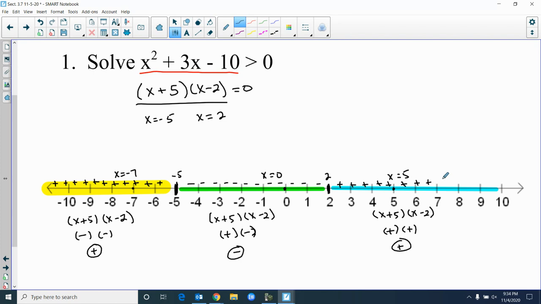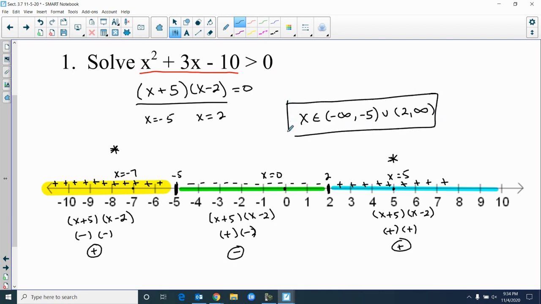We'll go back to your original inequality. They want to know when it's going to be greater than 0. Well, it's going to be greater than 0 wherever the end result is positive. So it's going to be here, and it's going to be here. So we're just going to put our answer. It's going to be wherever x exists from negative infinity all the way to negative 5, union from 2 to infinity. Those are all the x values that, when I plug into the original, will give me a number greater than 0.